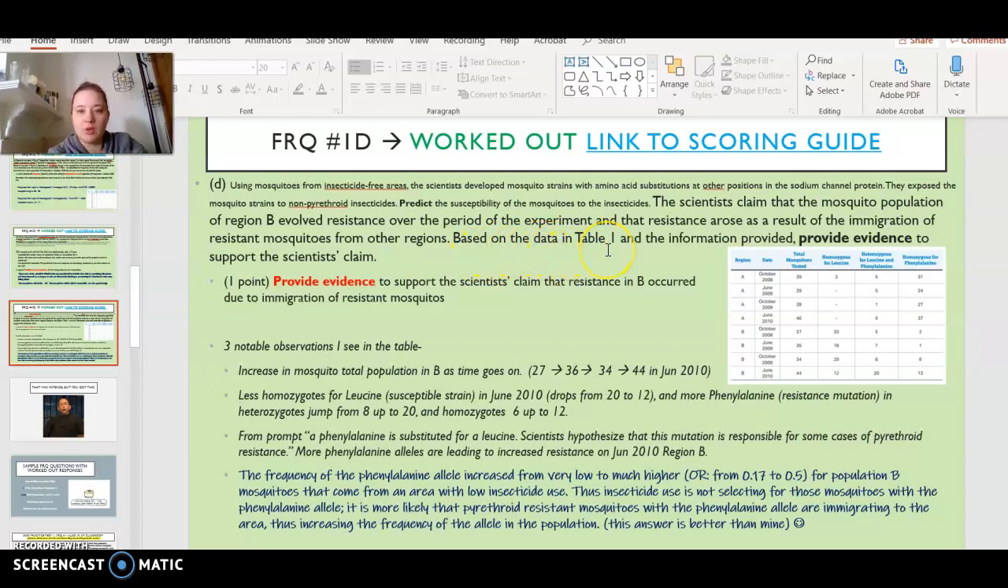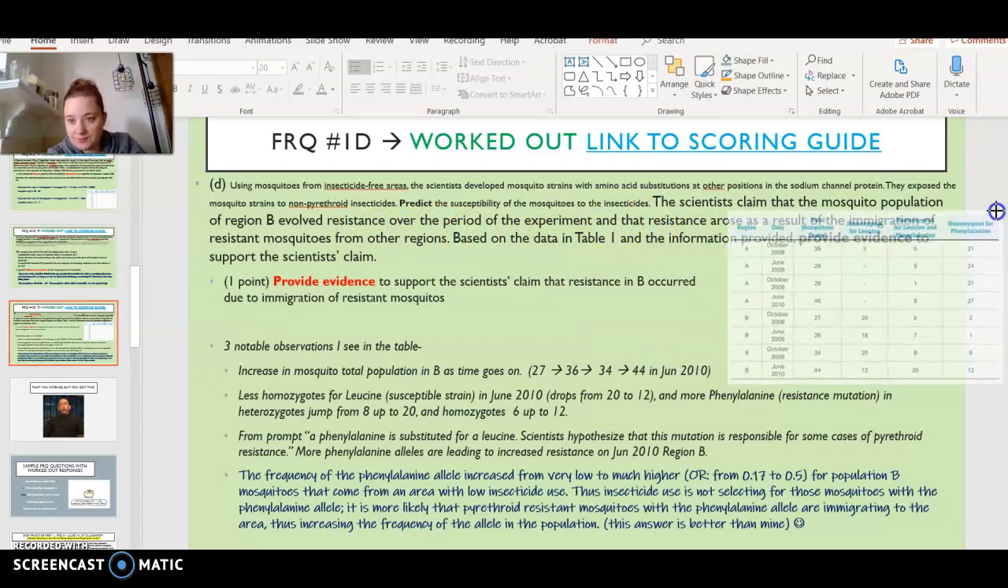Based on the data in Table 1 and the information provided, provide evidence to support the scientists' claim. So we're looking to support their idea that there was immigration of resistant mosquitoes. The mosquito population in region B normally doesn't have insecticide use, then we suddenly are using insecticide and it's killing them, and then out of nowhere it doesn't kill them. What's going on? So observations that I see in the data table. They're telling you to, based on the data in Table 1 and information provided, so you should be looking at the table.